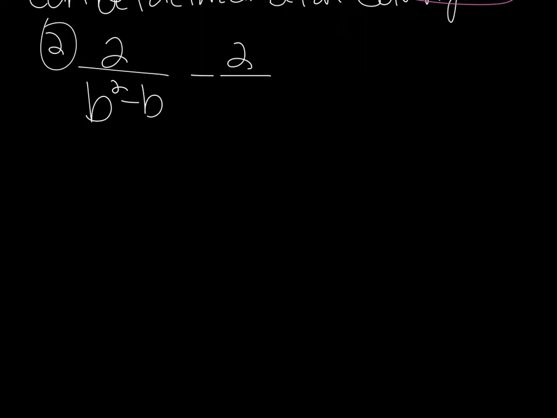Number 2. 2 over b squared minus b minus 2 over b minus 1 equals 1. Okay, very first, before we do the least common denominator, before we find our restrictions, can anything be factored? Yes. Or maybe, what one maybe can be factored? B squared minus b.